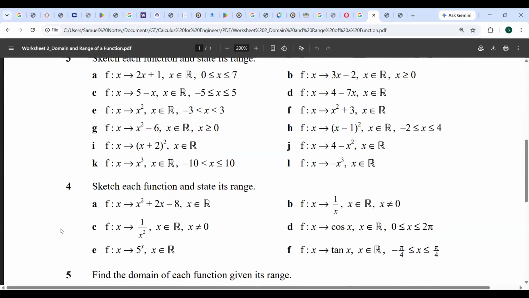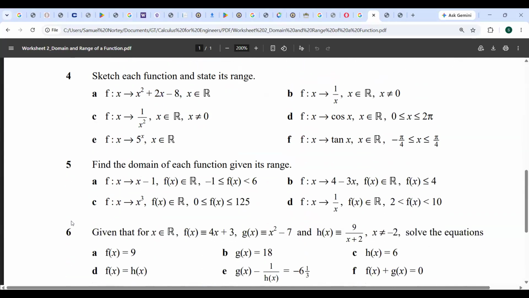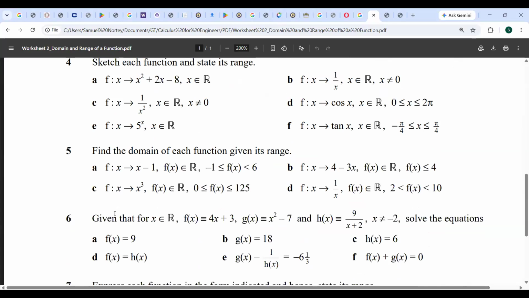Number 4.2, you are plotting the function, and by this time you must take the range. So when you plot from the graph, you can find the range of the values. X squared plus 2x minus 8, 1 over x. This is cos of x, this is tan of x. And then number 5, find the domain of each of the functions. Still domain here. Evaluating this. They've given you the range and they want you to find the domain.